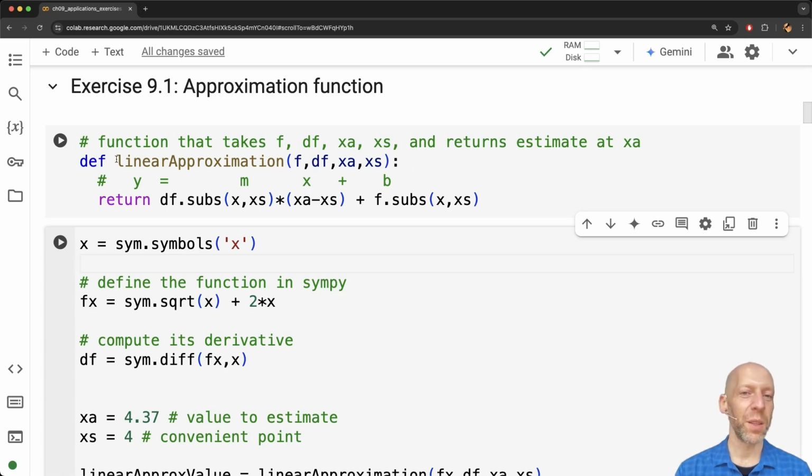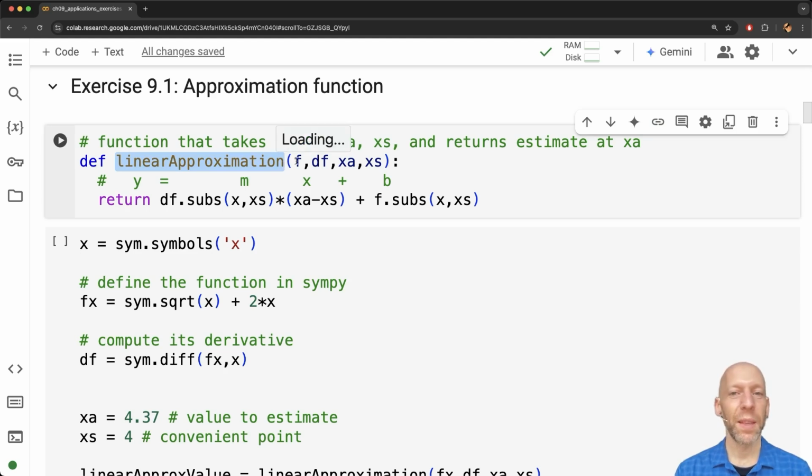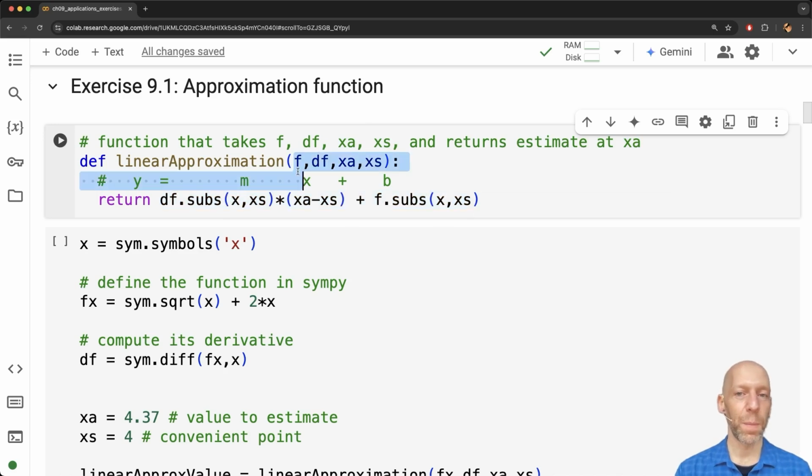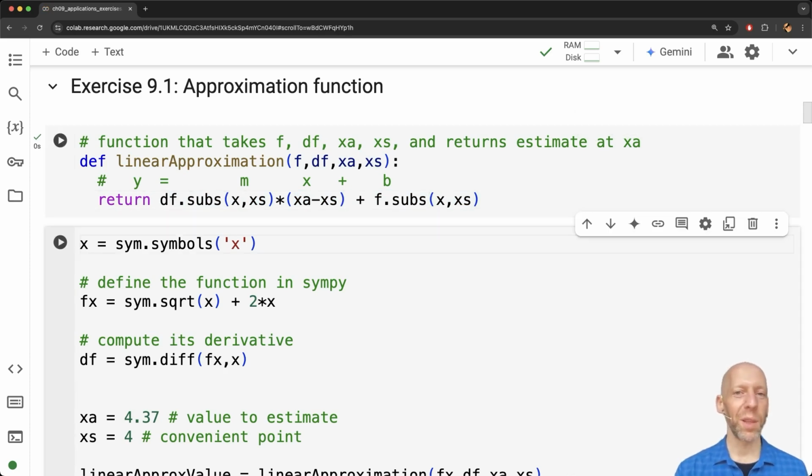Okay, so here I call the function linear approximation. It takes as inputs a symbolic expression f, the derivative, the approximating point, and the starting point. And then here, this is just the translation of that approximation formula into SymPy code. So we have the output: y equals the value of the derivative at the starting point times delta x plus the value of the function at the starting point. All right, so run that piece of code there.